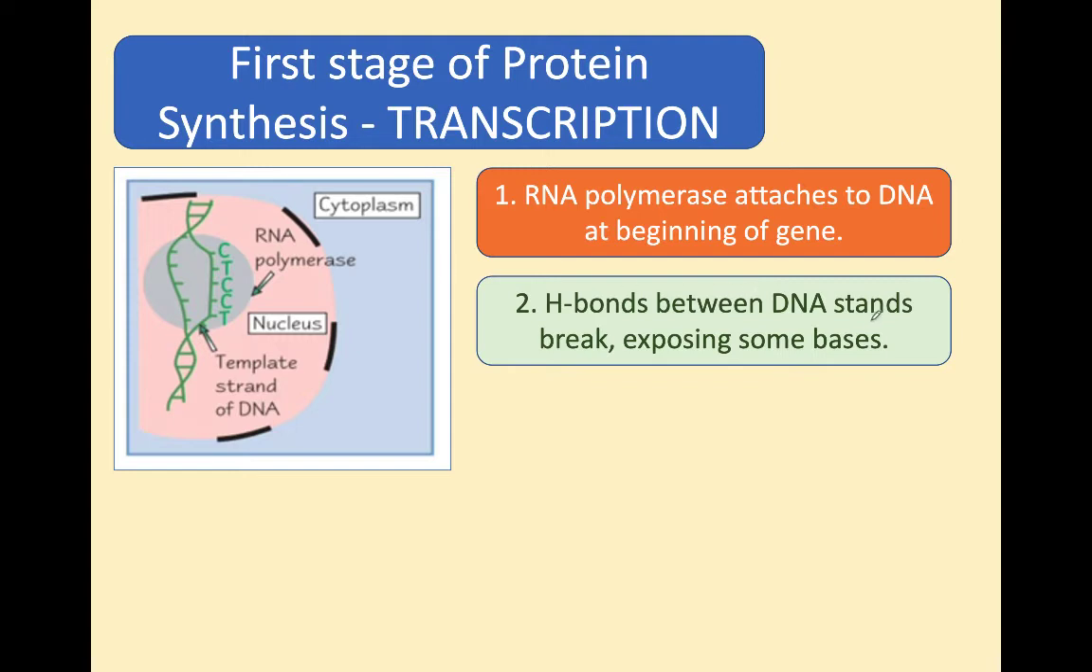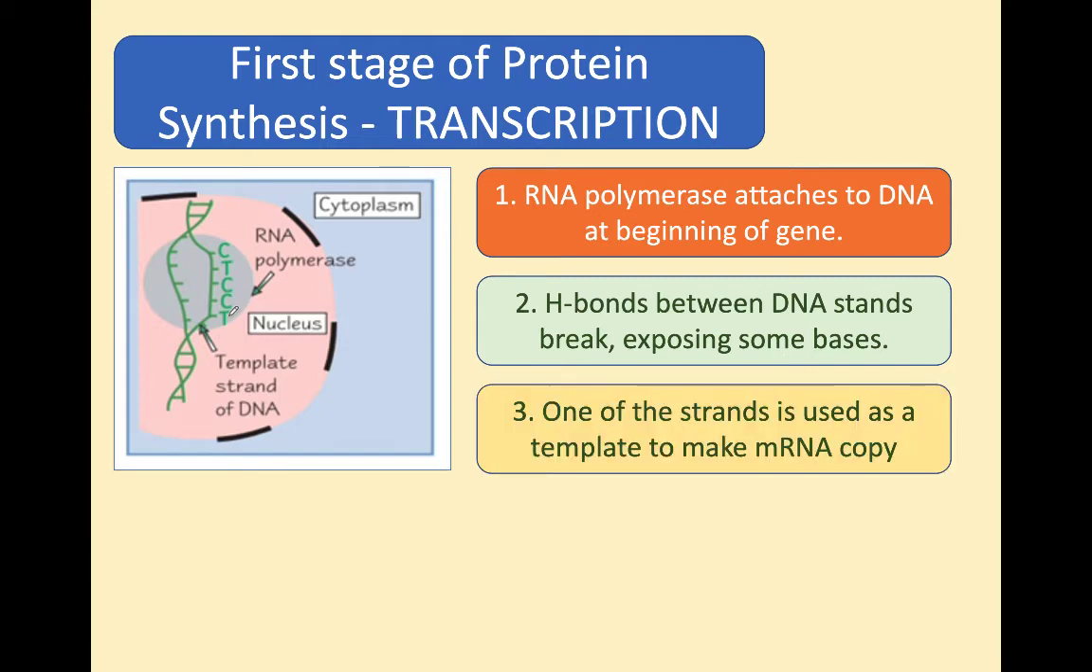That should be strands, by the way, not stands. So these rungs break apart. The hydrogen bonds are broken, and they expose the bases. So we've got cytosine, thymine, cytosine, cytosine, thymine. Those bases are being exposed by the RNA polymerase unzipping the DNA. Now, we've got two parts here that could be templates, but only one of the strands is used as a template to make the messenger RNA copy.